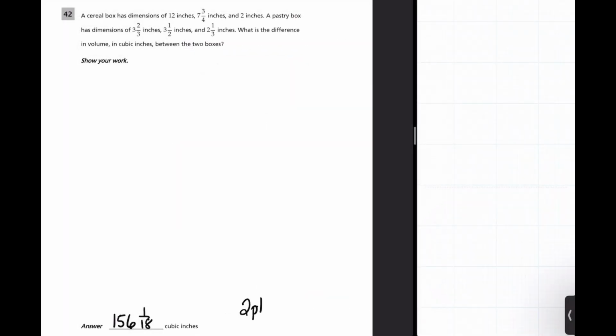Here is our next 2-point question. Your final answer should be 156 and 1/18 cubic inches. So let's see how you would get this number. And again, your work has to show this. So we have a cereal box with dimensions 12 inches by 7 3/4 by 2. And a pastry box has dimensions 3 2/3, 3 1/2, and 2 1/3, and we want to know what is the difference in volume between the two boxes.